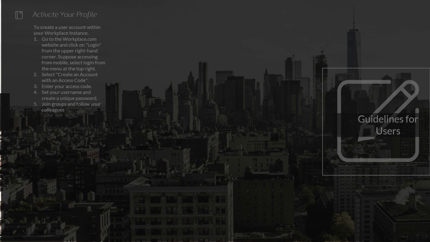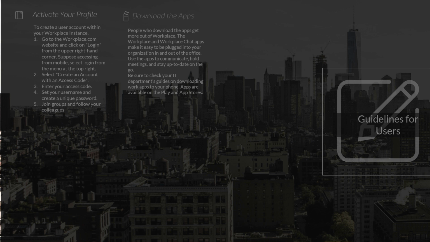Go to the workplace.com website and click on Login from the upper right-hand corner. If accessing from mobile, select Login from the menu at the top right. Select Create an account with an access code. Enter your access code. Set your username and create a unique password. Join groups and follow your colleagues.